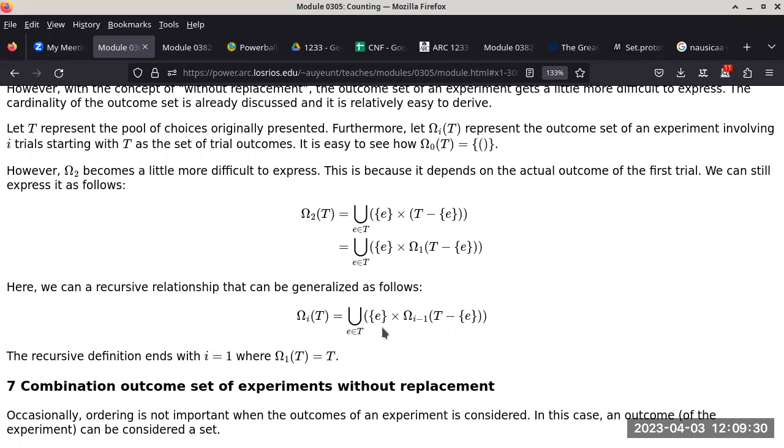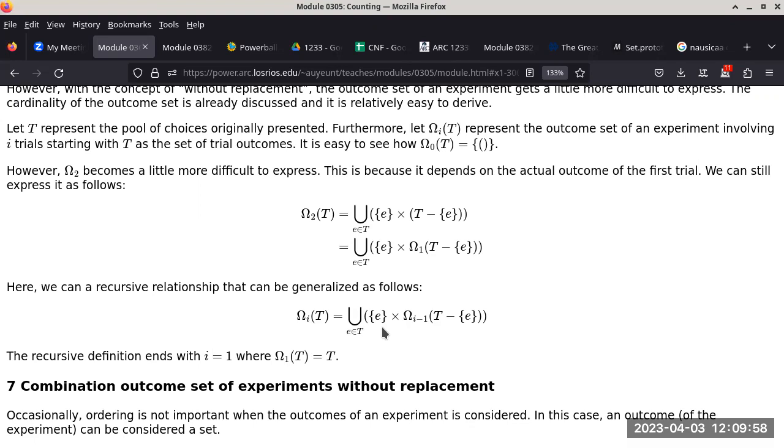The recursive call of omega here is to basically say, I just took care of item E. So what is left in the bag is T minus the set of E. But at the same time, because I took care of one trial, the number of trials left is going to be I minus one. Is that okay? Does everybody understand the recursive call of big omega?